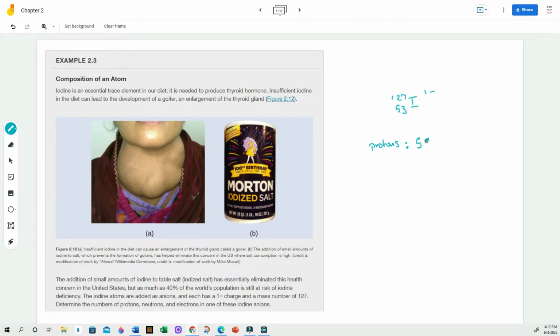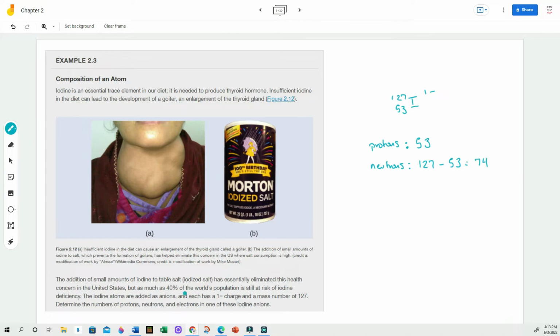Remember, your atomic number, i.e. your number of protons, gives the identity of the element. If you change the number of protons, you will change the identity of the element. Now for our neutrons. The way we get our neutrons is we take our mass number of 127 and we subtract our atomic number, which is 53. And this gives us 74 neutrons.